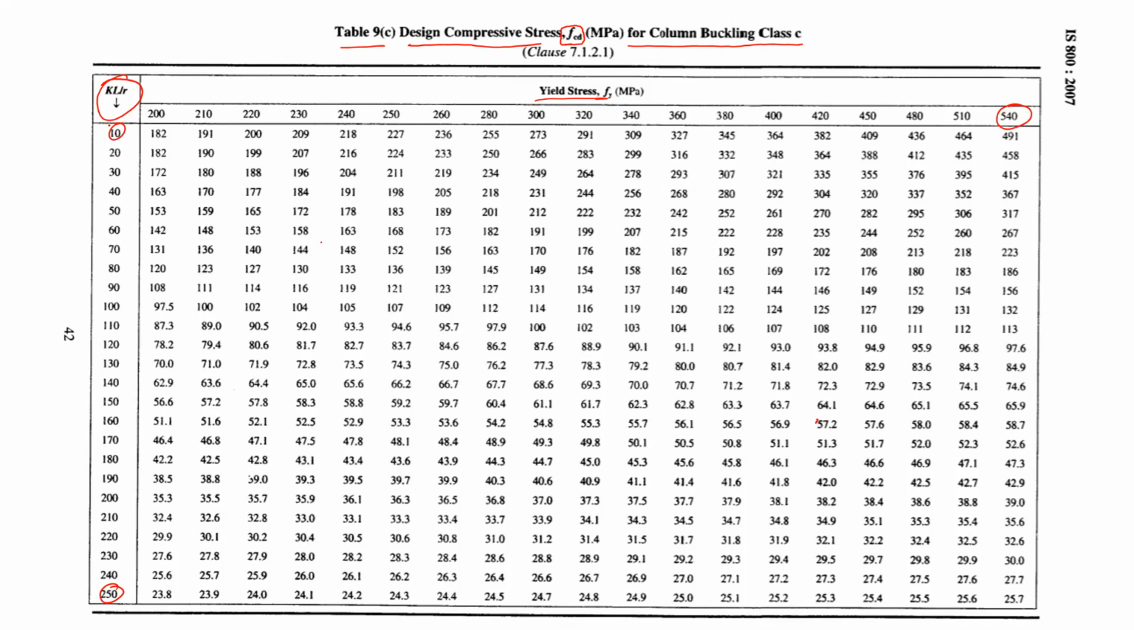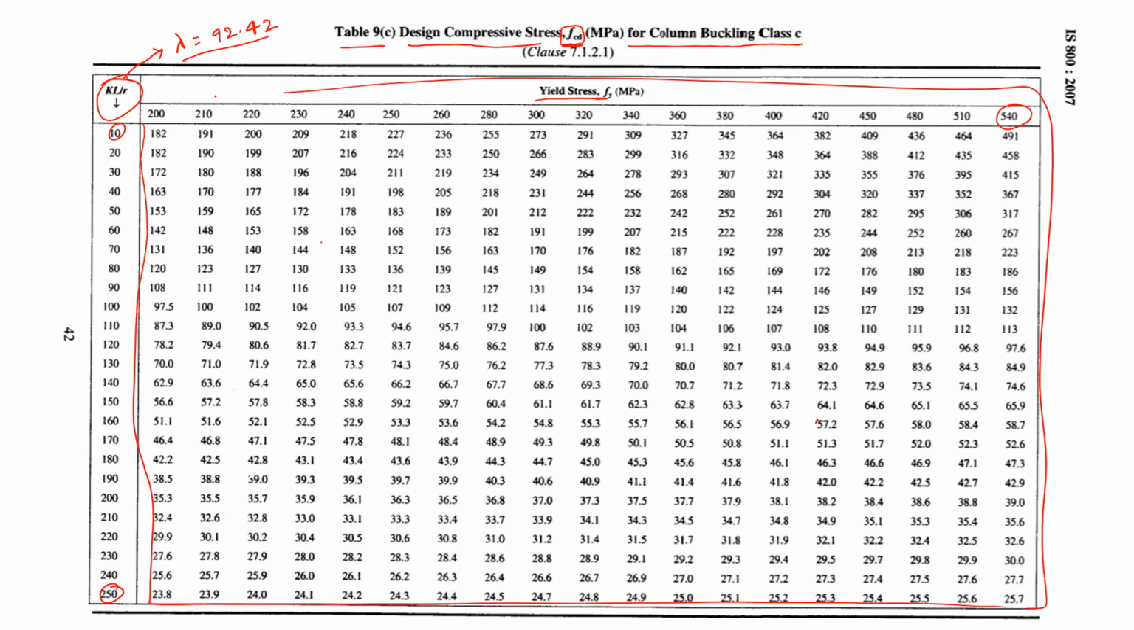Now, what is KL by R? It is actually lambda, which is the slenderness ratio. The slenderness ratio which we have obtained was 92.42. Now, let's find out the value of FCD when lambda equals 92.42. All these values in the entire table are the FCD values. We need to find out from this table what our FCD value is when lambda equals 92.42.